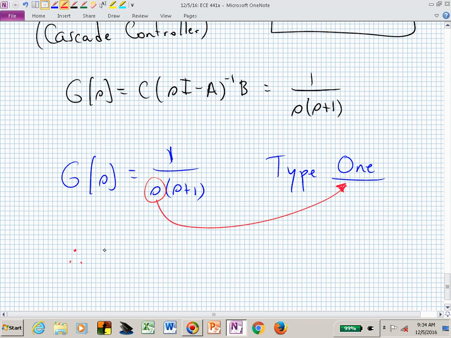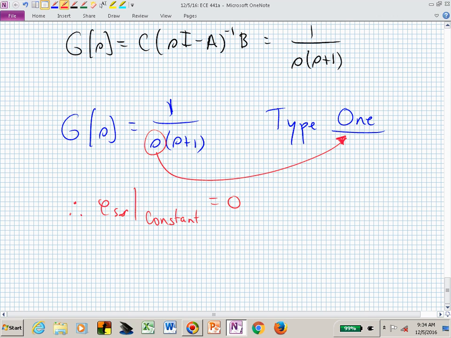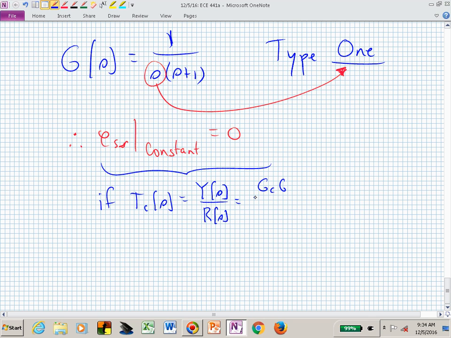So our first design spec, our steady state error due to a constant input, will in fact be 0 as long as we stabilize our system. If T sub C of S, and that's one of our other cheers, wasn't it? I believe this was G sub C G over 1 plus G sub C G. As long as that's stable for our choice of G sub C, then we will have a 0 error due to a constant input.